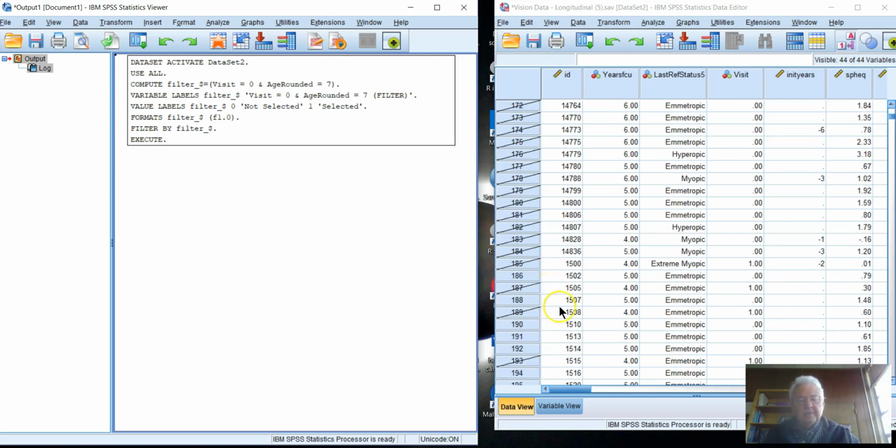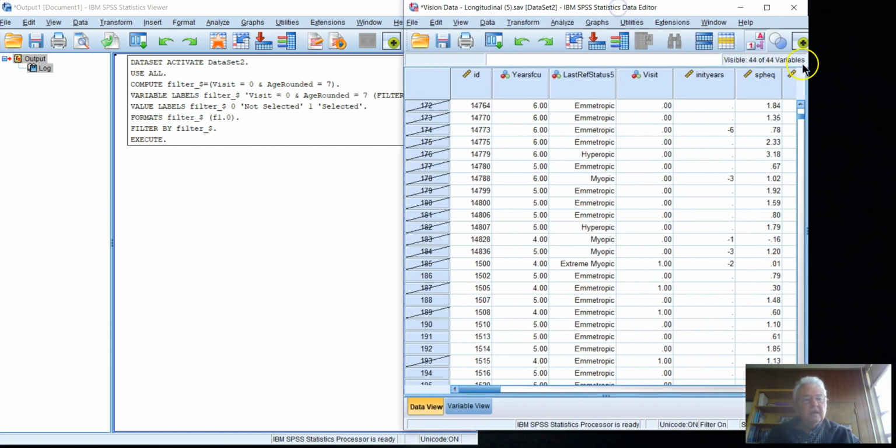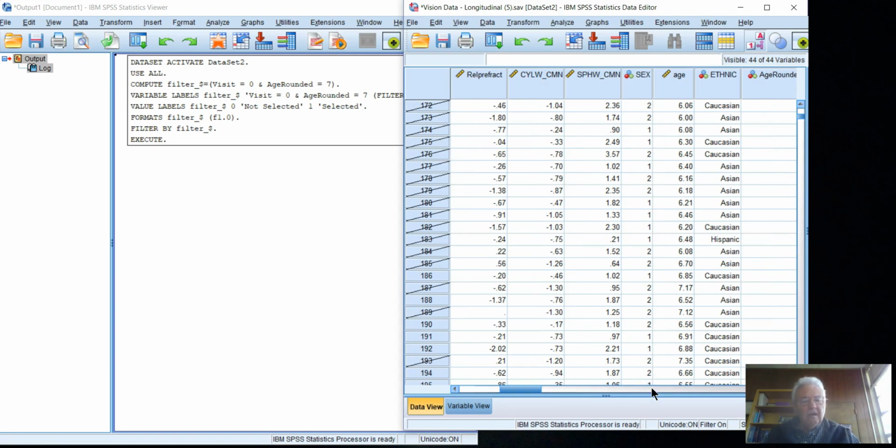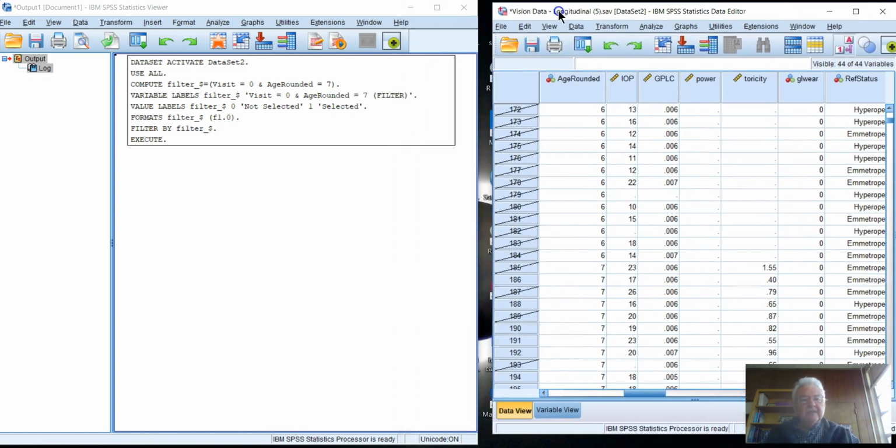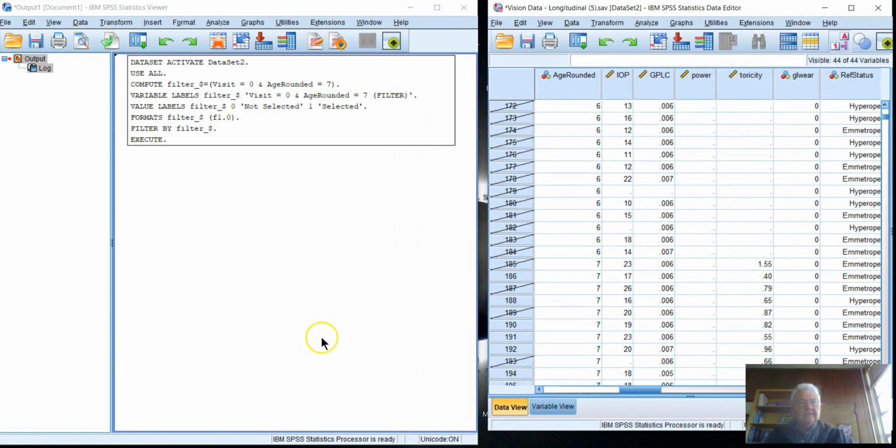So this only has people that start out. Okay, so here's a person, their visit is 0 and their age rounded is 7. So that meets our qualification.